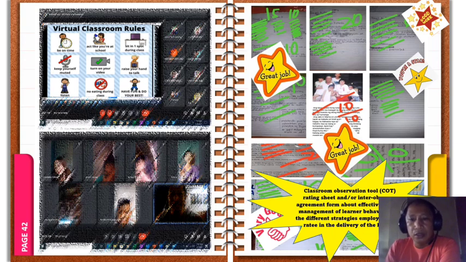So the classroom observation tool, rating sheet, and inter-observation agreement form about effective management of learner behavior in the different strategies employed by the ratee in the delivery of the lesson. So nandyan po.